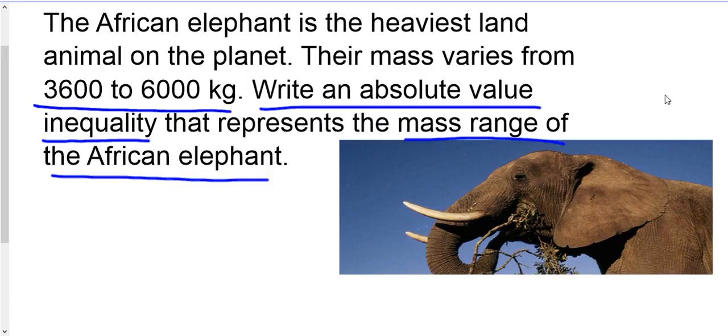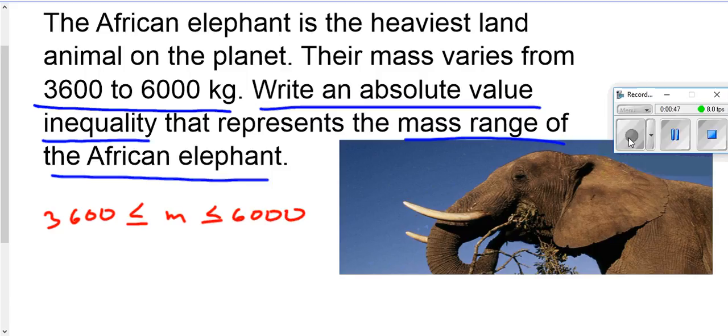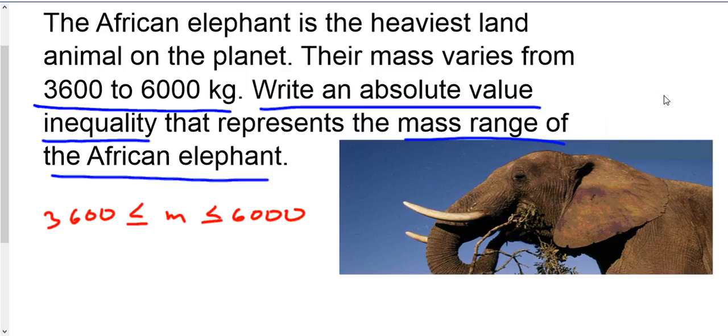Now, if we just set up an inequality, we could set it up like so, where we have 3,600, and we have our mass, which is going to be between these two values right here. To create an absolute value inequality, we need these two values to be the same distance from zero: one needs to be positive, one needs to be negative. To do this, we're going to have to write it into a form where this can be done.